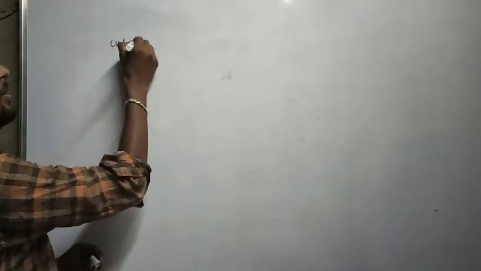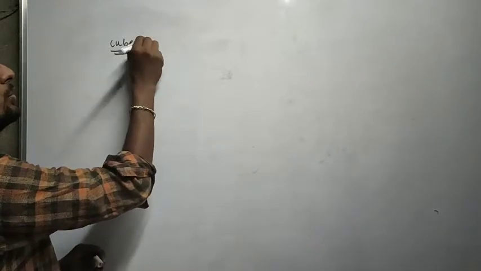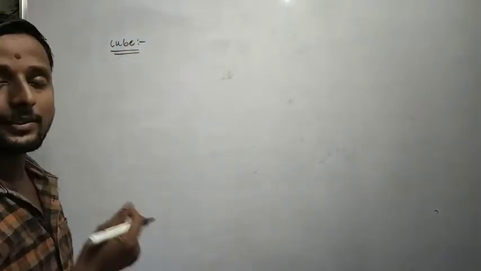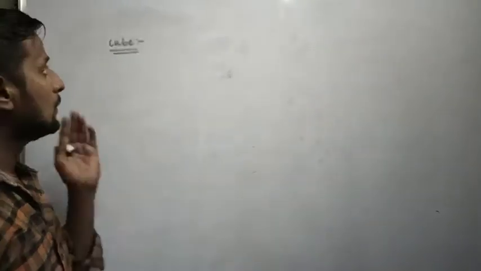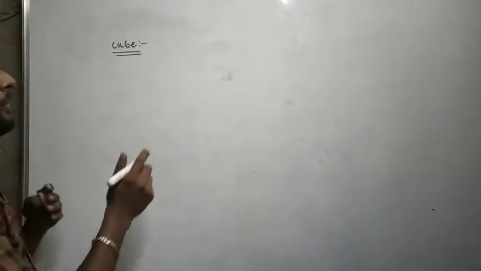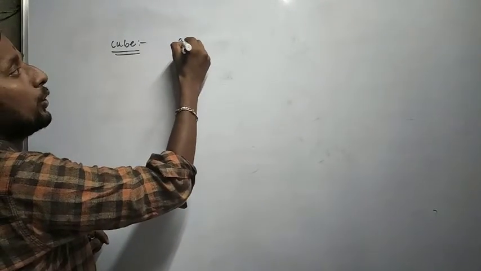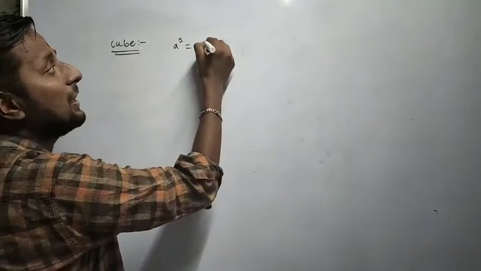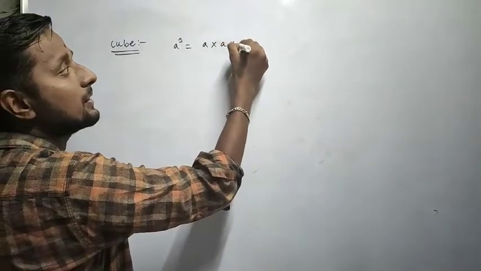So now we'll learn about a cube. Already we discussed what a cube is. If a number is multiplied by itself thrice, we call it a cube. So if I am talking about a cube, a power 3, that means a number multiplying itself 3 times, thrice.